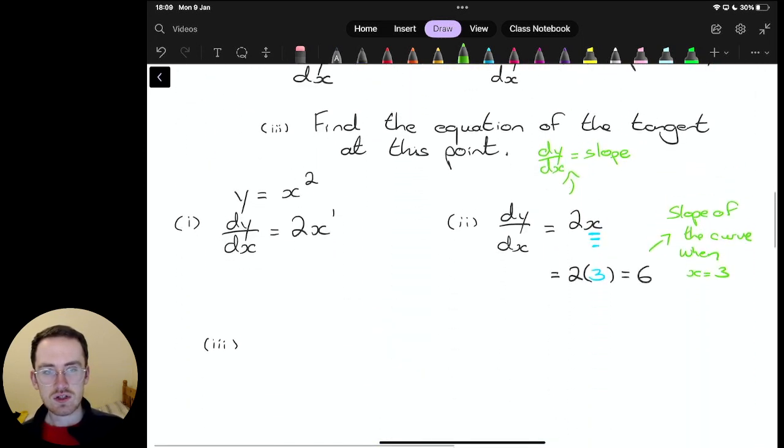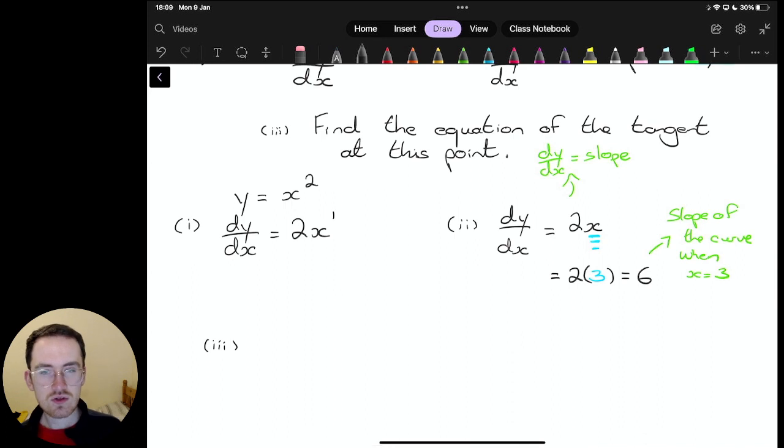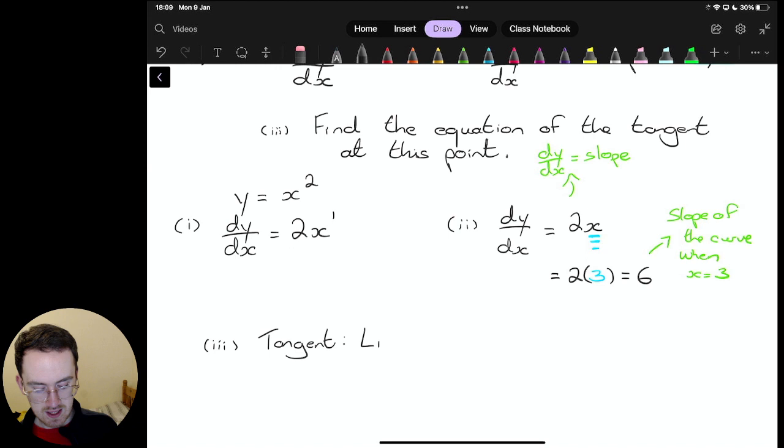So looking at those two, that's perfect. Now moving on to the third part, we're asked to find the equation of the tangent. And we need to remember what a tangent is first of all. So a tangent is a line. And to find a line, we need 2 things.